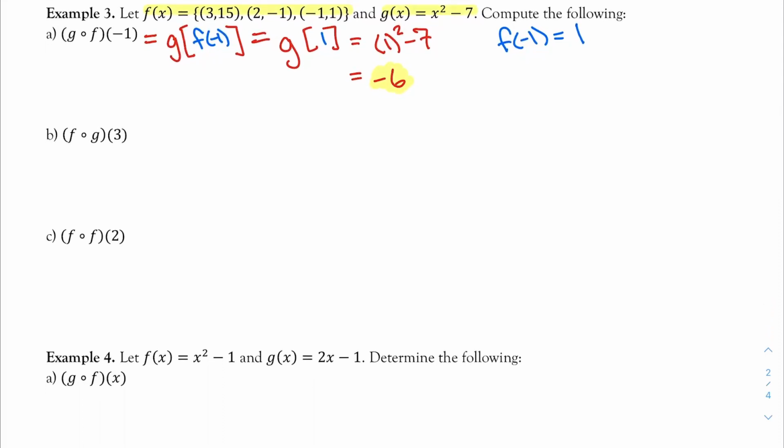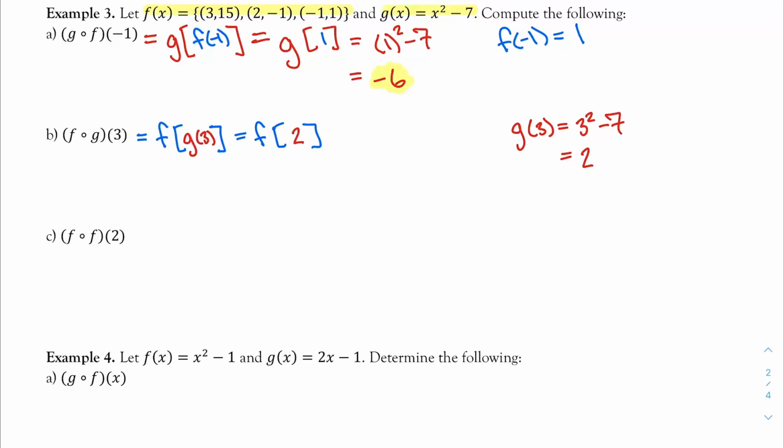Now, let's go ahead and look at part B. I have f of g of 3. Once again, I'm going to write this in my translated notation. This can be written as f of g of 3, where g of 3 is on the inside. I'm going to follow a similar process to what I did before. On the side, I'm going to figure out what's g of 3. Well, g of 3 is looking at g of x and replacing my x with a 3, giving me 9 minus 7, or 2. Hence, I can write this as f of positive 2.